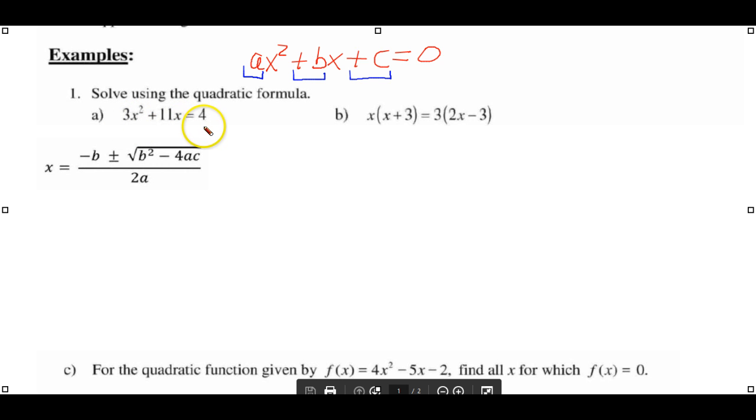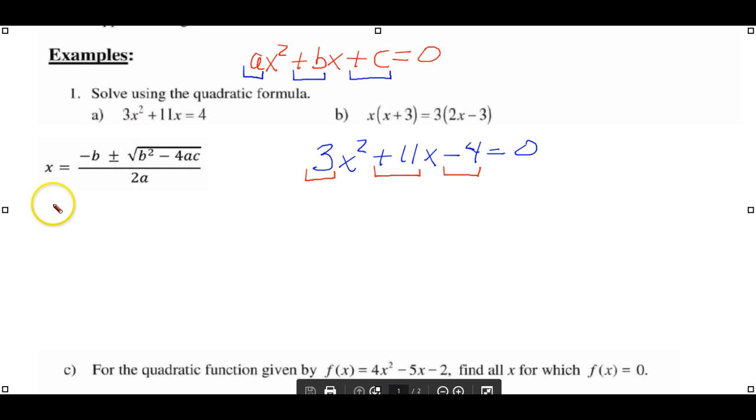And the answer is no. So what do we need to do? Well, put it in standard form. So 3x squared plus 11x. Now transpose the 4, minus 4 equals 0. Now you can identify your a term, your b term, and your c term.